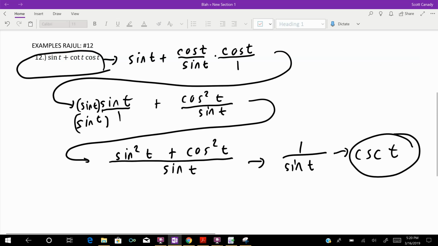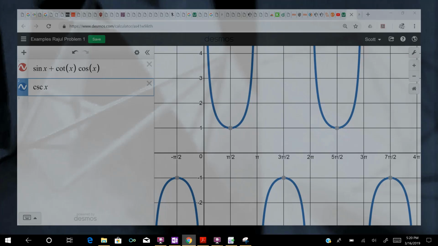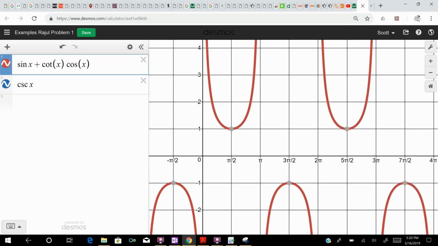Let's go ahead and check to make sure that we got that right on Desmos. So on Desmos, we've got our initial expression, and then we've got our simplified expression, and as you can see, they're the same.